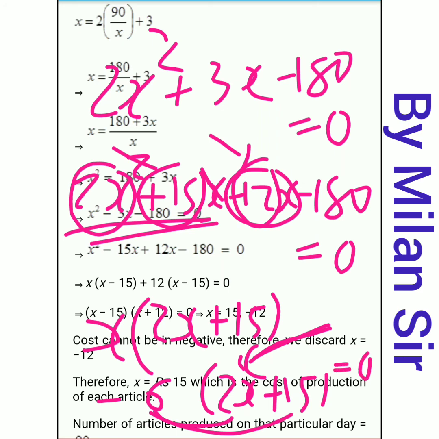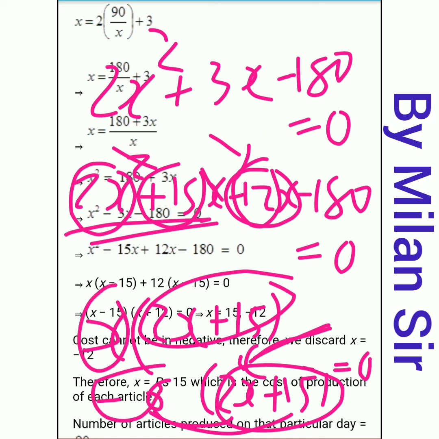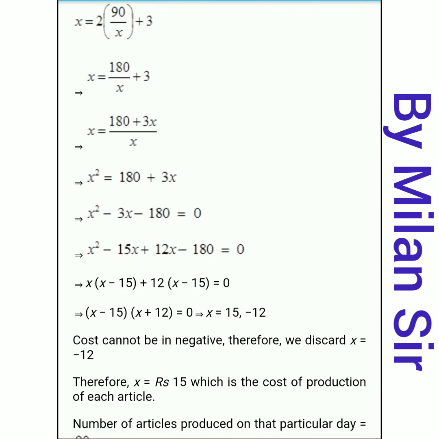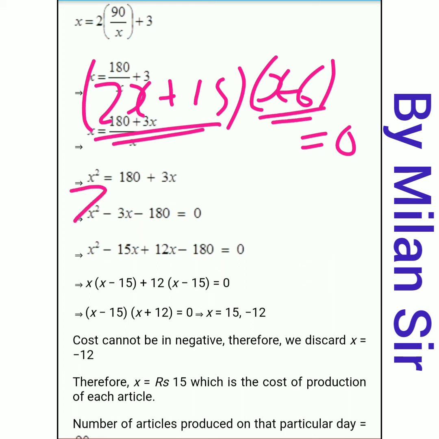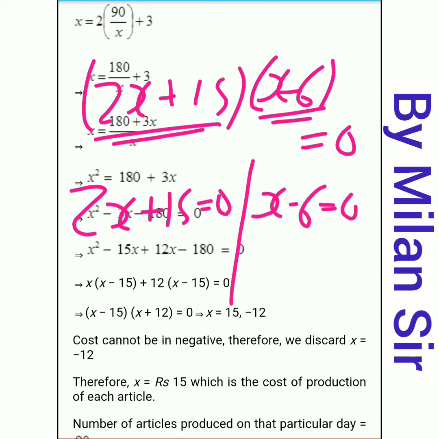Now we can take this bracket as a common. So in one bracket 2x plus 15 and in the other bracket what is remaining, x minus 6. So 2x plus 15 in one bracket and x minus 6 in the second bracket is equal to 0. So either the first bracket is 0, otherwise the second bracket is 0. So 2x plus 15 is equal to 0, otherwise x minus 6 is equal to 0.